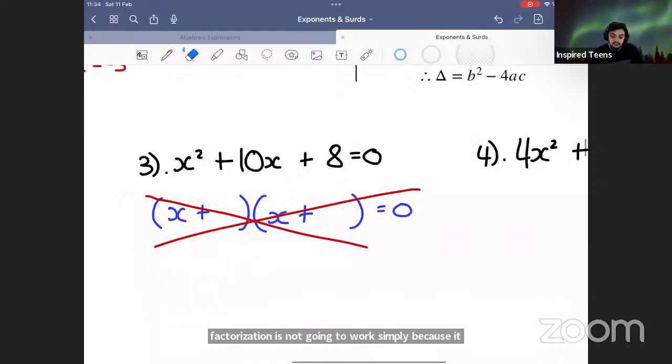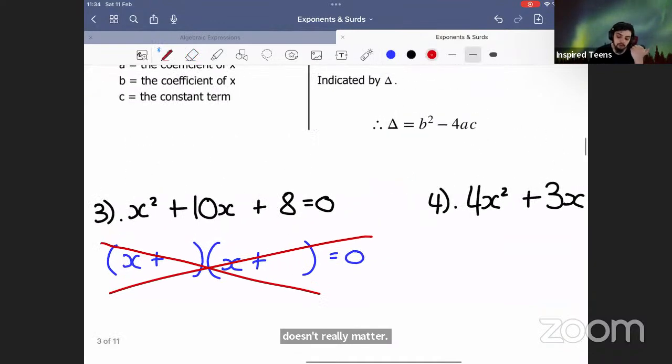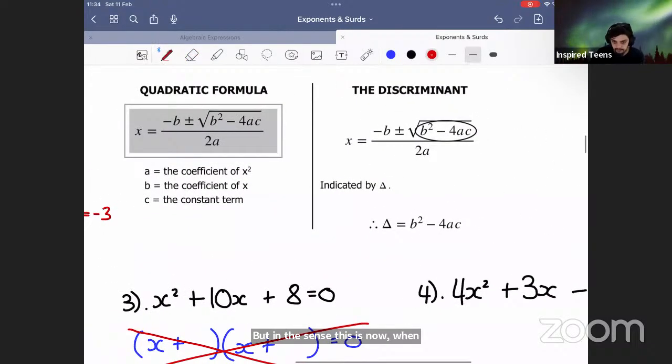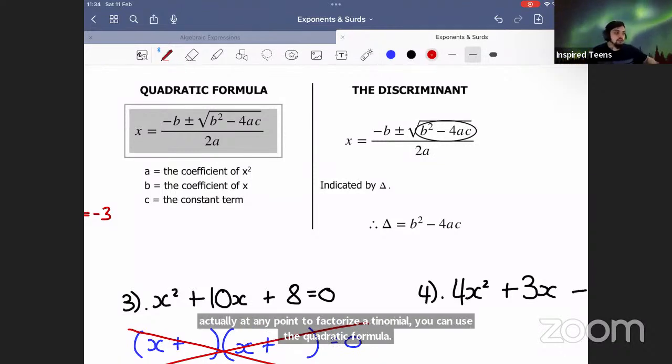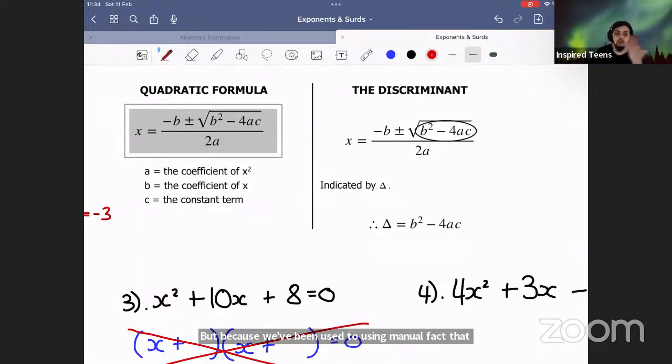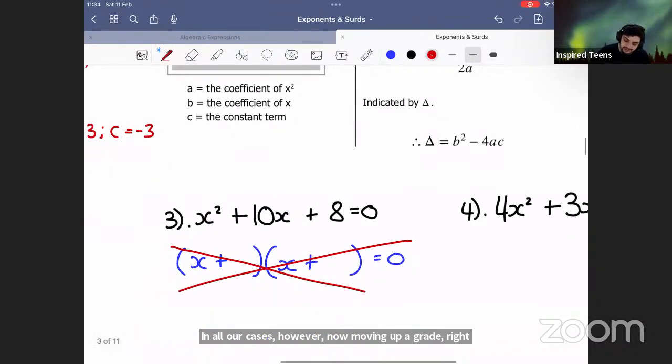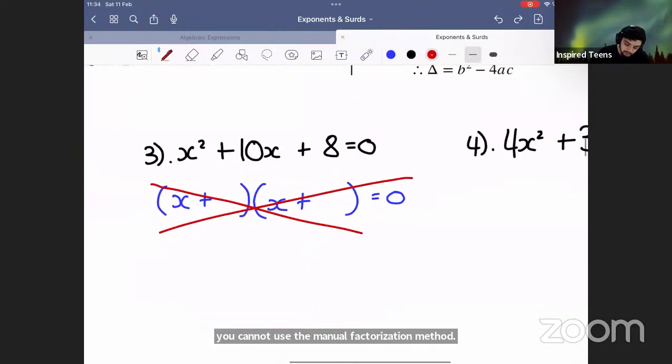But in this sense, this is when we use something called the quadratic formula. When we cannot factorize a trinomial, you can use the quadratic formula. Because we've been used to using manual factorization, it works in all our cases. However, now moving up a grade, things change and we have cases where, as you can see, you cannot use the manual factorization method and we have to use the quadratic formula. So the quadratic formula is given.